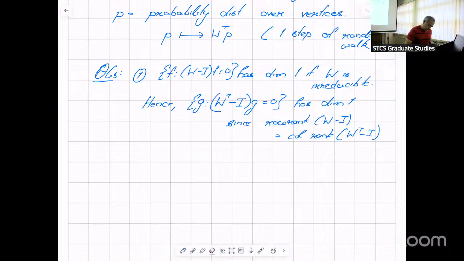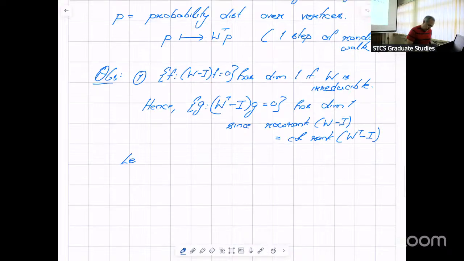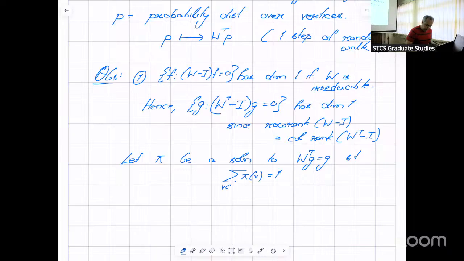So let pi be a solution to W transpose pi equals pi such that summation pi(v) equals 1. So I'm trying to make it a probability distribution, that will ensure it sums to 1. It still doesn't ensure that it is non-negative. All of them are non-negative.